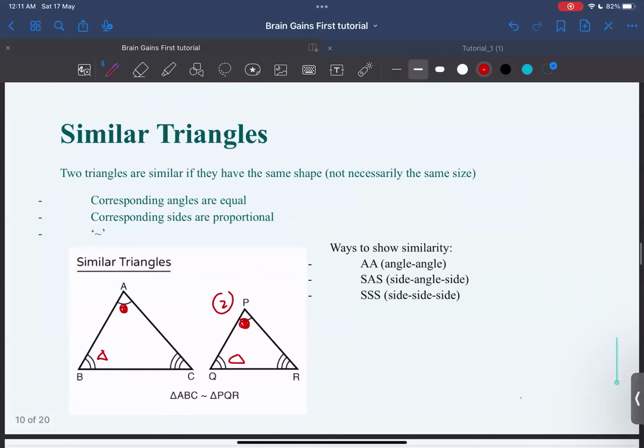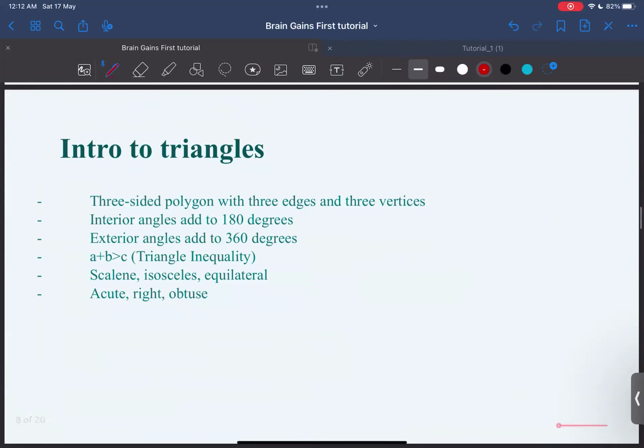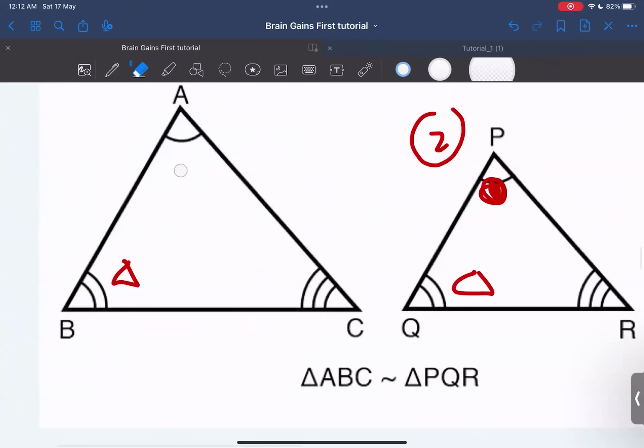Can somebody tell me why we don't need to prove that the third angle is equal, or why it's not AAA, but just AA? Yeah, exactly. The third angle is fixed, and what that means is we go back to one of the traits of a triangle, right? It's that the interior angles add to 180. Now say this was angle one and then angle two. What would this third angle be?